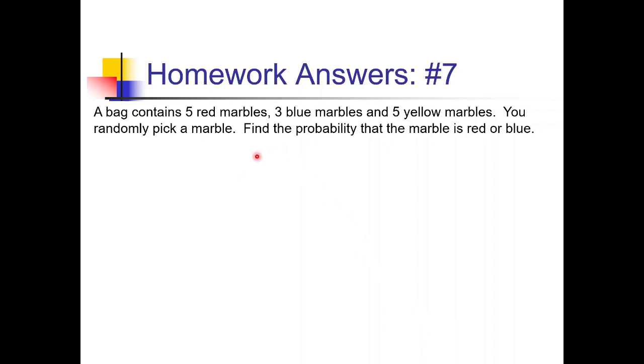On this problem, we've got some more marbles. So we have a bag containing 5 reds, 3 blues, and 5 yellows. We randomly pick one. We want the probability the marble is red or blue. Since we're talking about "or," we have to think about, is this a disjoint or overlapping sort of situation? So there are no red marbles that are also blue. They're two completely different groups. So this is disjoint, which means for our formula, we can just do P of A plus P of B. We don't have to subtract any overlap.